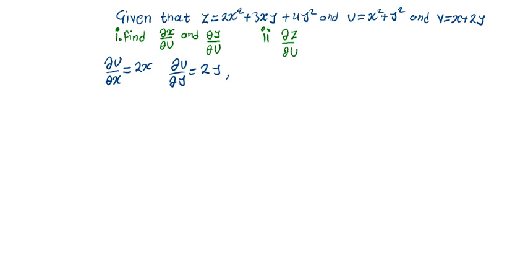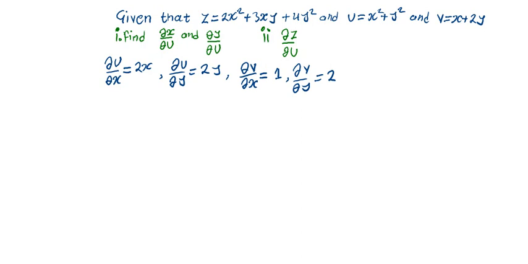Okay, let me also determine what my partial of v with respect to x is, because I'll need this when using Jacobian to come up with my partial of x with respect to u. So partial of v with respect to x is equal to 1. Then the last one, partial of v with respect to y, will be equal to 2.